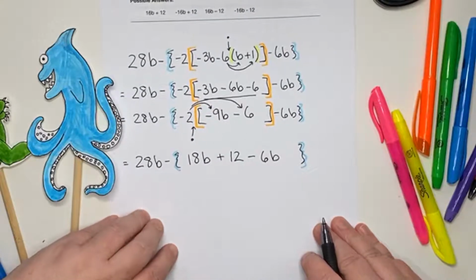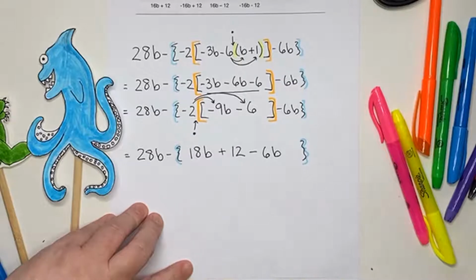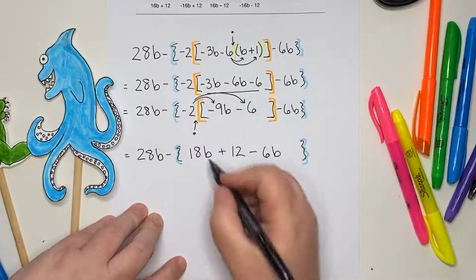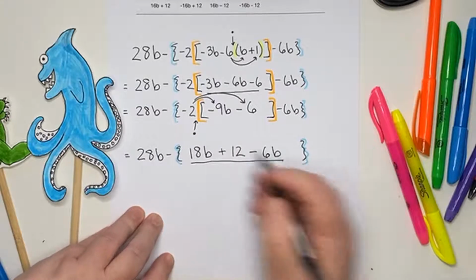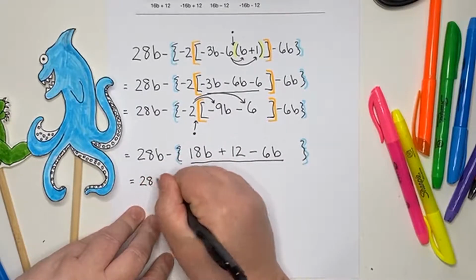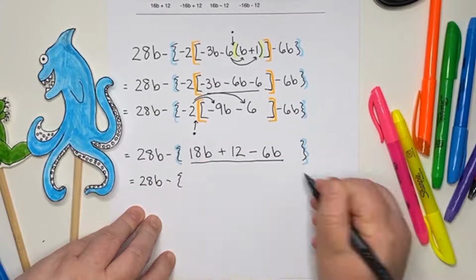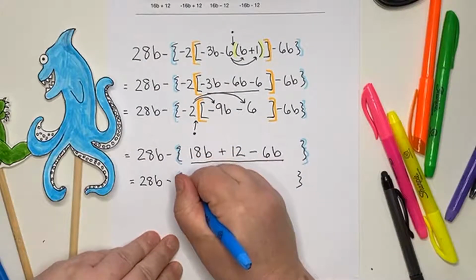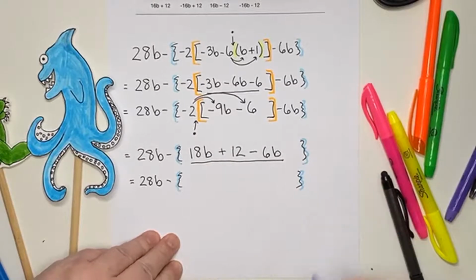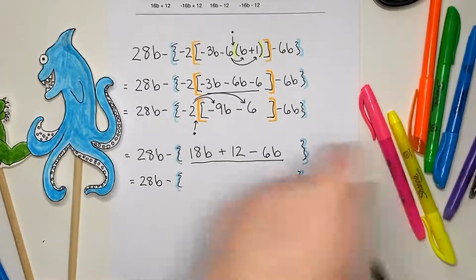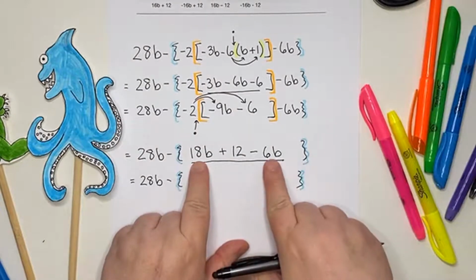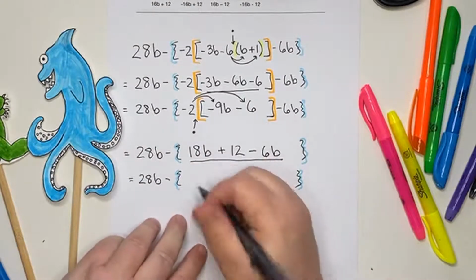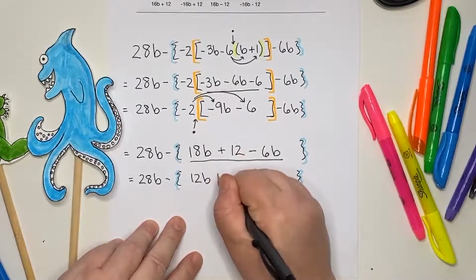Next thing, you're starting to get into the rhythm. Hopefully, you see you multiply, combine like terms. Multiply, combine like terms. So let's go ahead and combine like terms here. I get 28b minus, and let's see what's actually going on inside. Again, I only have one constant, so it's just going to hang, that 12. But I can combine the 18b minus 6b, and I get 12b plus 12.